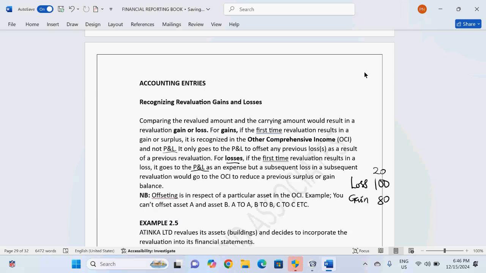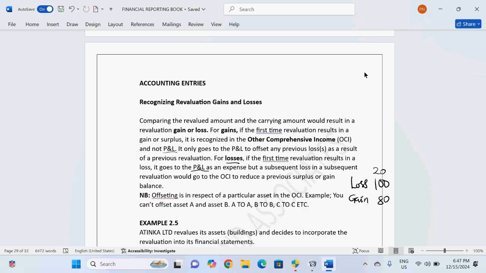When there is a subsequent loss in a subsequent revaluation, and there is a previous surplus or a gain in the OCI, that loss will still go and offset, or the surplus will offset the loss, as I demonstrated here. That is what the whole of this thing means. So here, offsetting is in respect of a particular asset in the OCI. For example, you can't offset asset A and asset B, but you can offset A to A, B to B, C to C, etc.